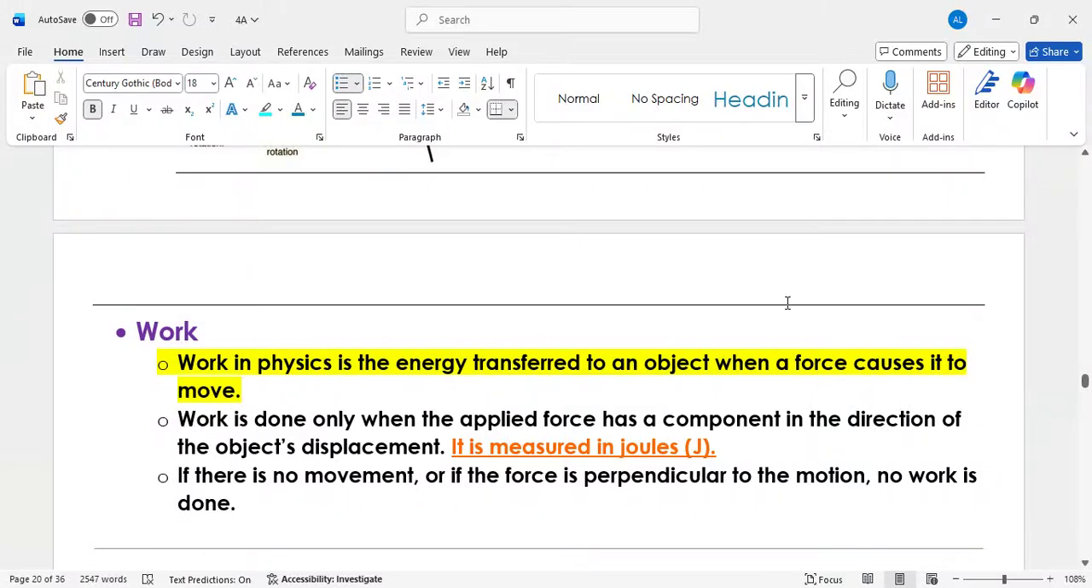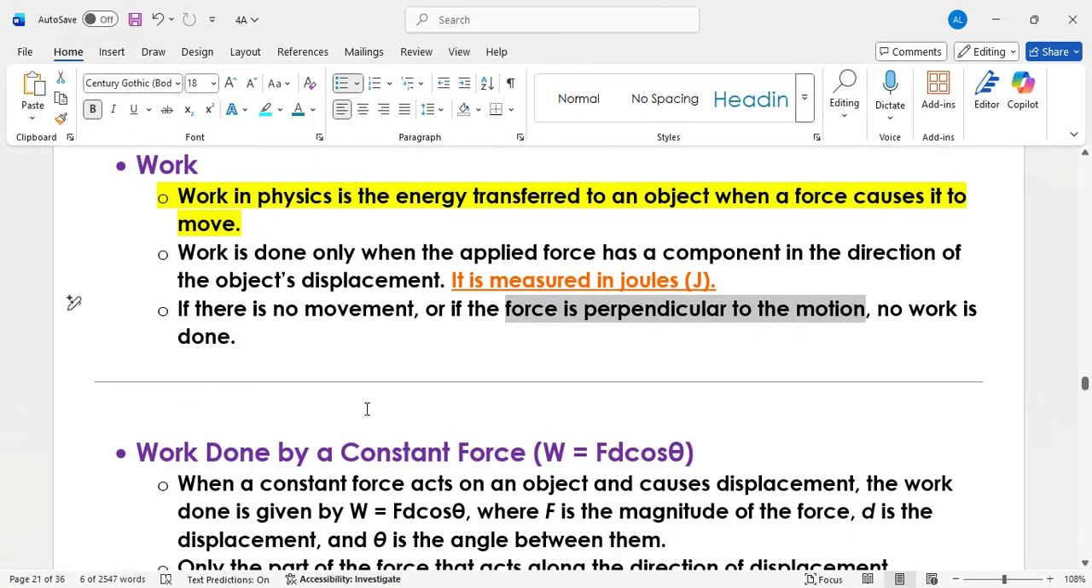Work in physics is the energy transferred to an object when a force causes it to move, right? So work in physics is the energy transferred. Work is nothing but energy. Work is done only when the applied force has a component in the direction of the object's displacement. Work is measured in joules. If there is no movement, or if the force is perpendicular to the motion, no work is done.